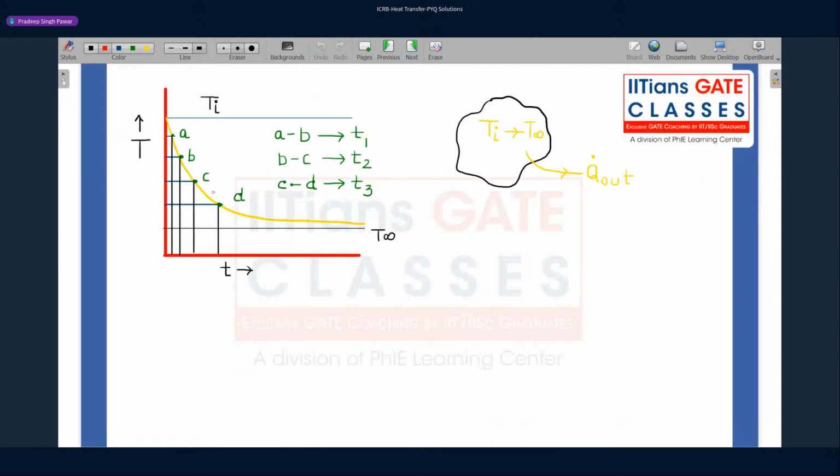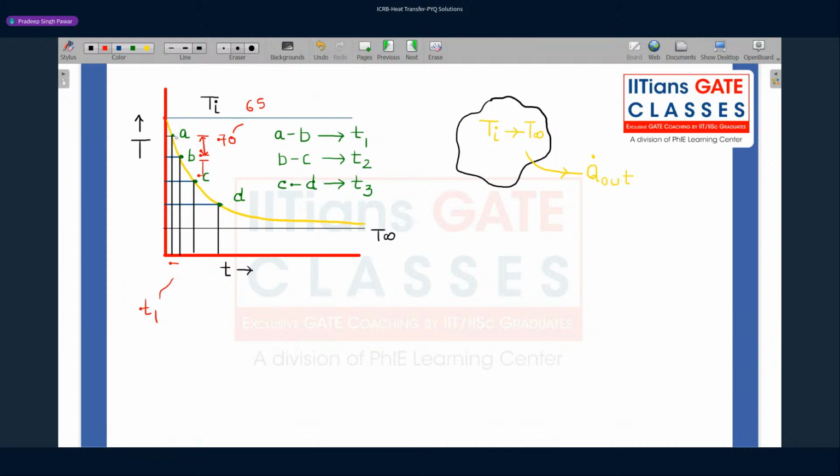So this is our exponential cooling curve. Initially the water is at temperature Ti, and then it cools down with the passage of time, asymptotically approaching the room temperature. Now look at this exponential curve behavior. What we are talking about is going from 70 to 65 degrees, and this is the time T1. Then the second one is going from 65 to 60, and this is the time T2.